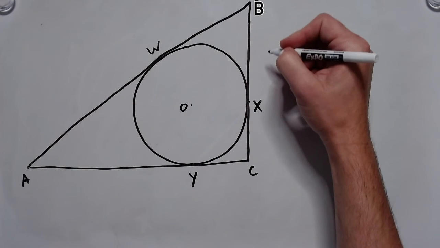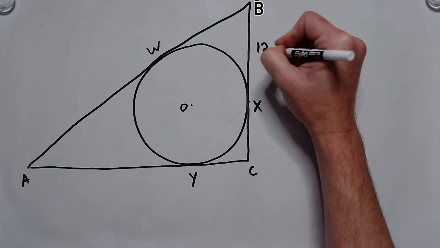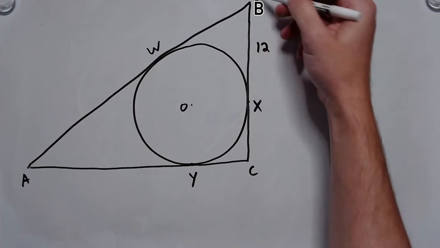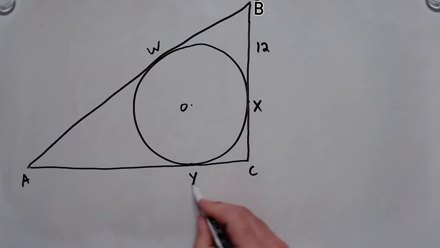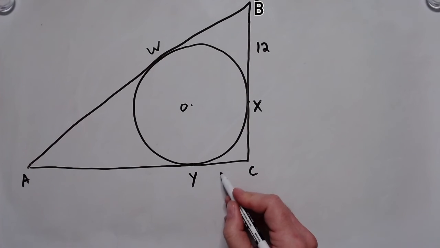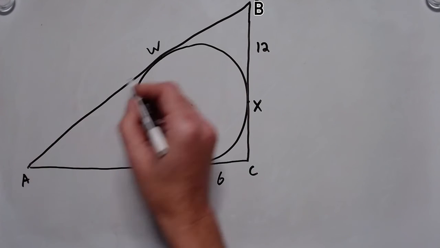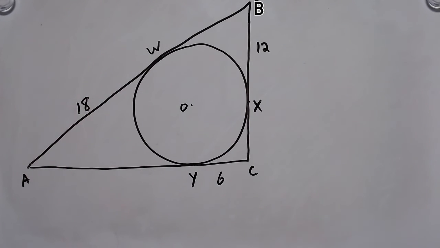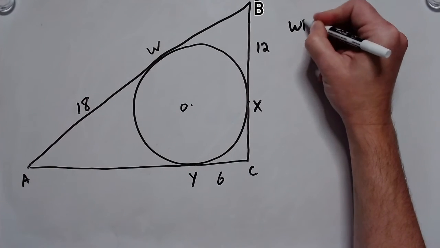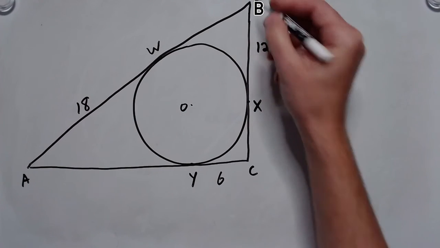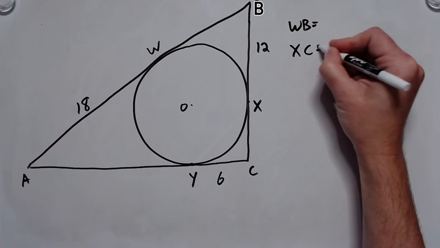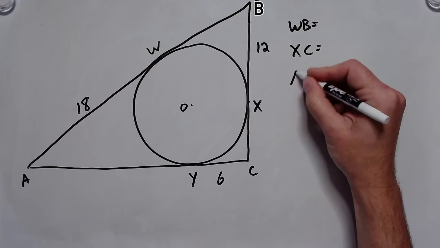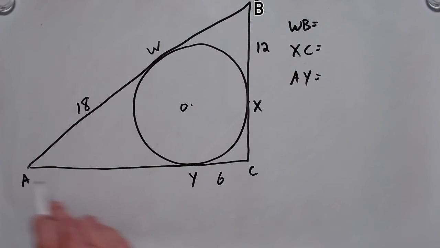Now let's put down some information. So I'm going to put a 12 here. And that means that BX is 12. Between Y and C is 6. And between A and W is 18. So the question is, what is WB here to here, XC here to here, and AY here to here?